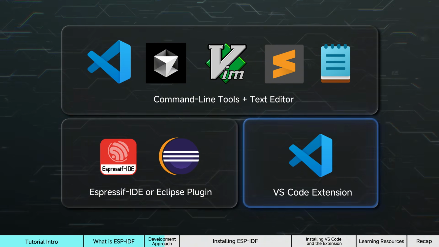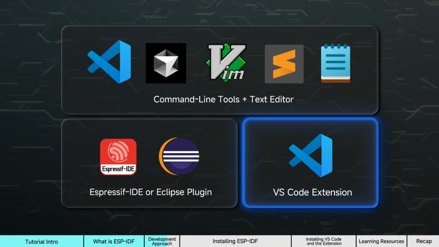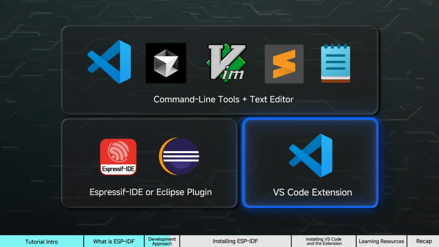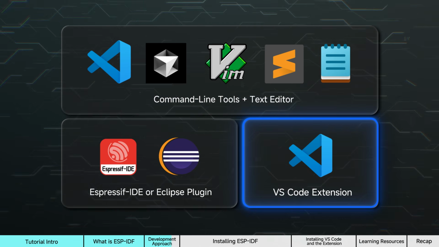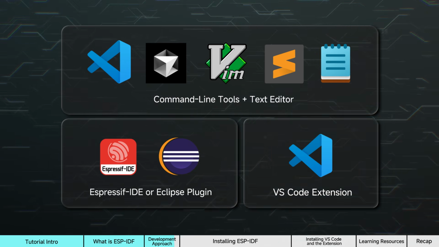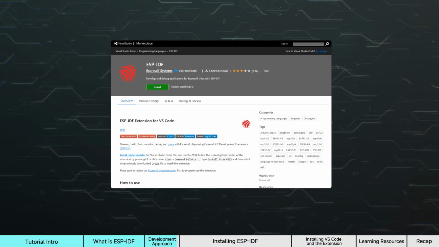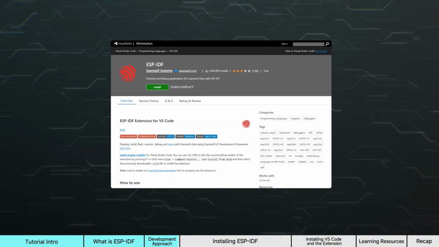VS Code plus ESP-IDF extension. This is currently the most popular solution among developers worldwide. It integrates the VS Code editor with ESP-IDF's compilation, flashing, and debugging features seamlessly, offering a modern development experience. In this tutorial, we will use the third option, VS Code plus ESP-IDF extension. It is the most mainstream and beginner-friendly method.